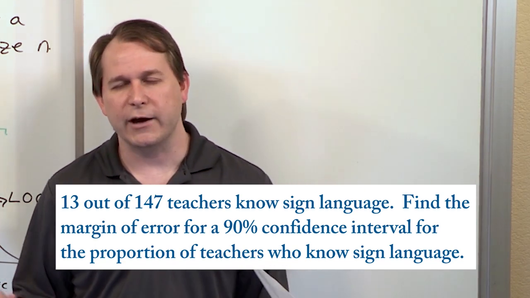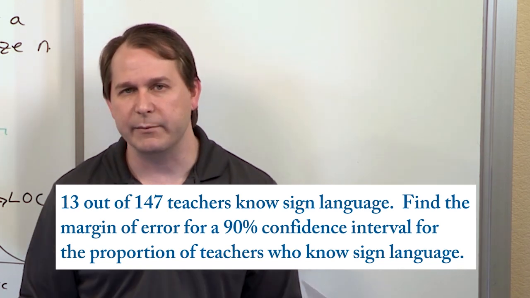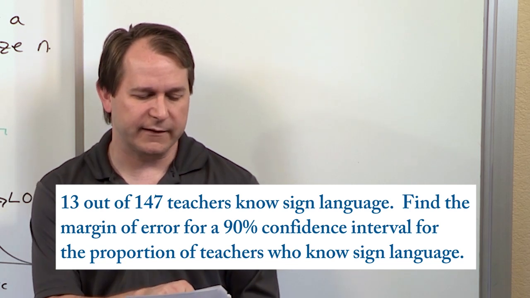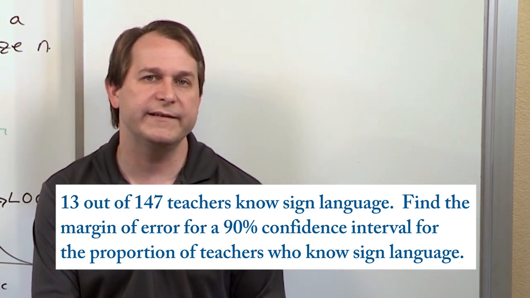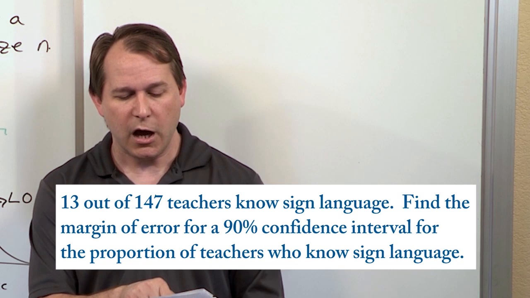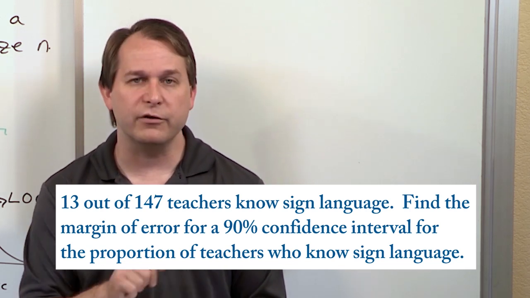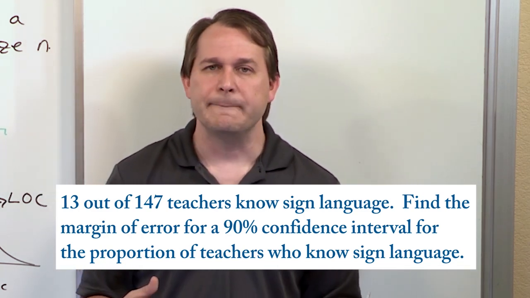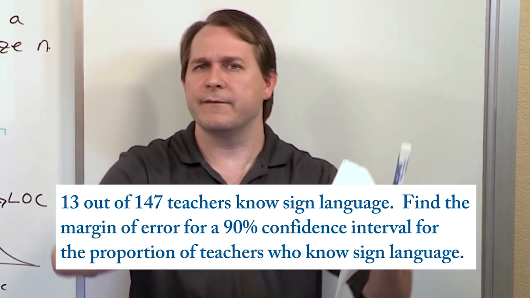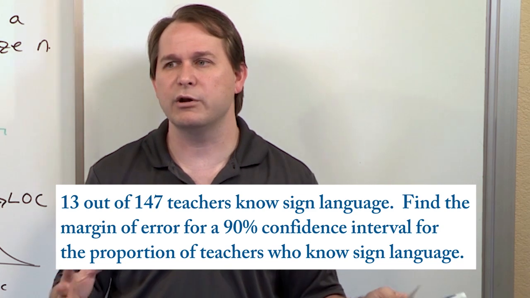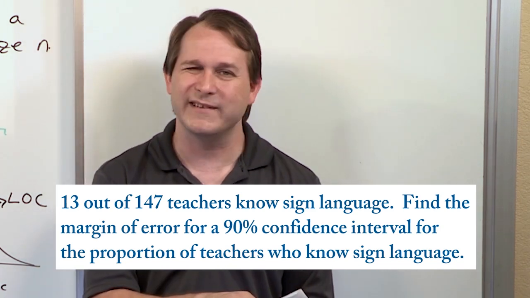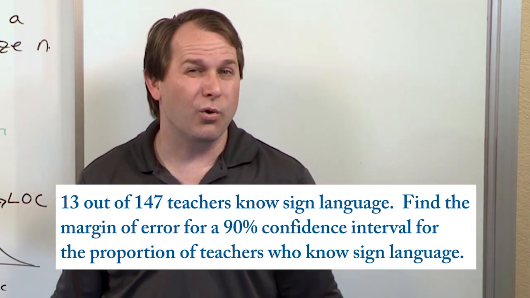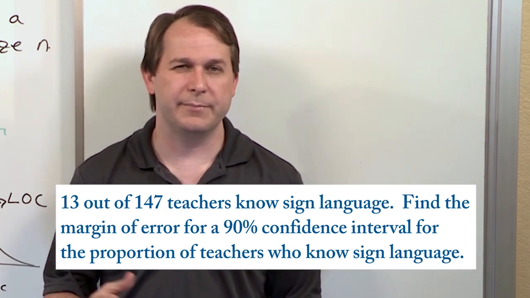So clearly you can't go measure them all. You can't survey everybody. It would take too much time and money. So what you do is you sample. In this problem, they asked 147 teachers if they knew sign language, and 13 of them said they did. So now we have some sample data. We think it's pretty representative of the whole population, but we don't know how accurate it is because it's a small sample, only 147 teachers, and how that relates to the whole body of teachers in the country is a pretty big step.